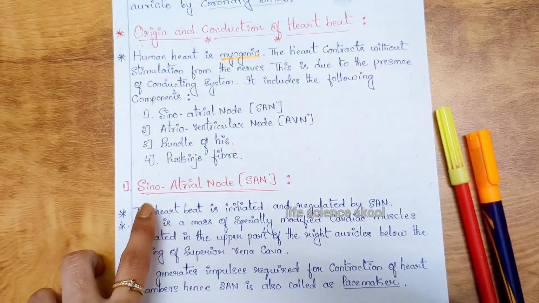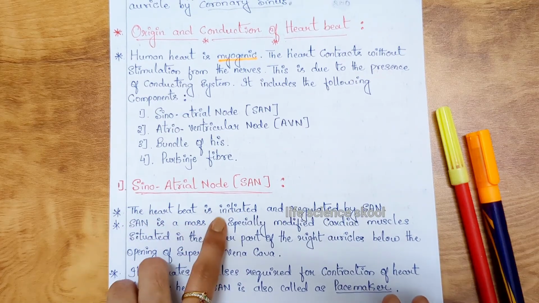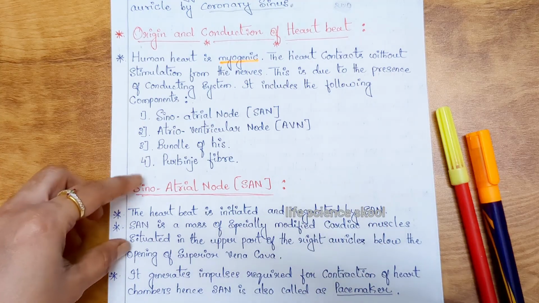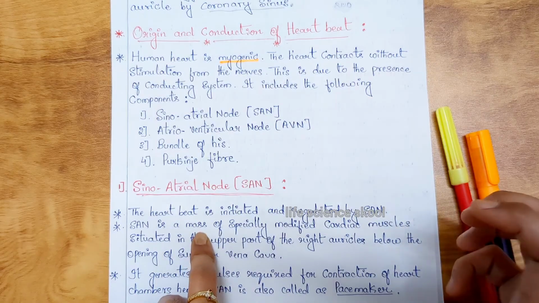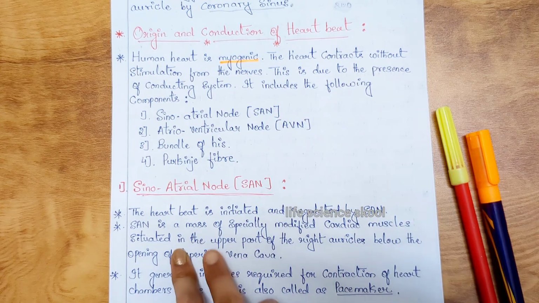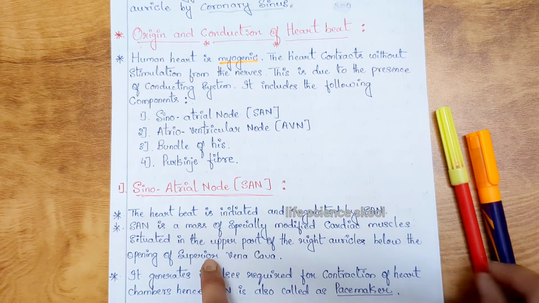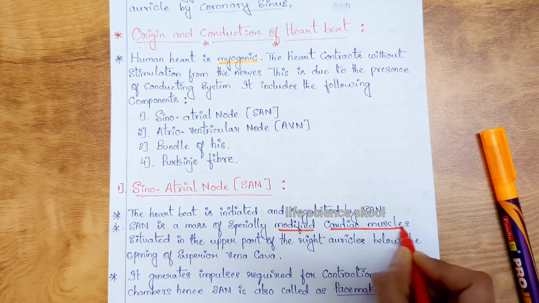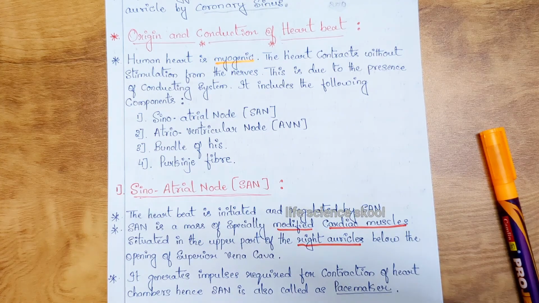Let us learn what is SAN. SAN is the Sinoatrial node. The heartbeat is initiated and regulated by this Sinoatrial node. And what is this Sinoatrial node? It is a mass of specially modified cardiac muscles situated in the upper part of the right auricle, below the opening of the superior vena cava. So it is nothing but a modified cardiac muscle, located at the upper part of the right auricle, just below the opening of the superior vena cava.